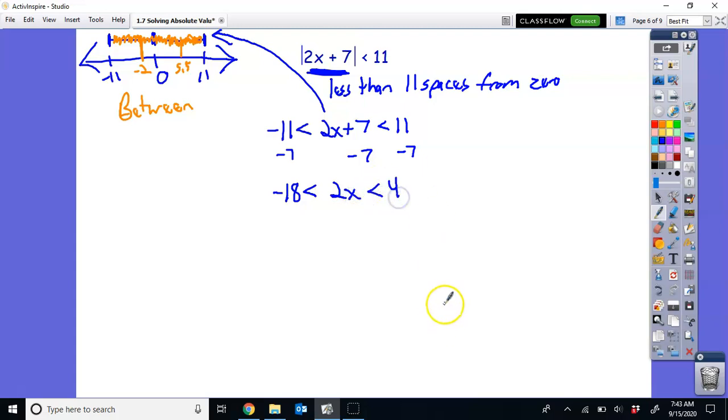And 4, and then I divide by 2 on all three parts. That gives me 2 and -9.